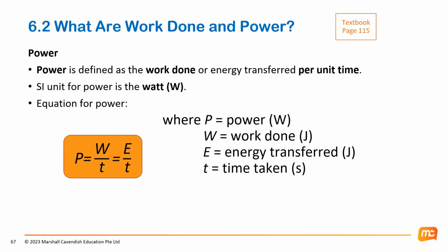For power, it is defined by the work done or the energy transferred per unit time. The SI unit for power is the watt, represented by capital W. Now this might be a little bit confusing because W is used to represent quite a number of things. In the previous chapters we had W to represent weight. In this chapter we had W to represent work done, and now W as a unit, the watt, is the SI unit for power. So please be very, very careful.